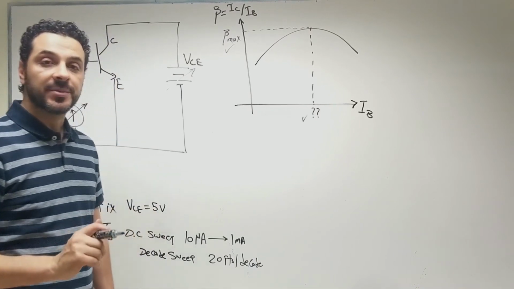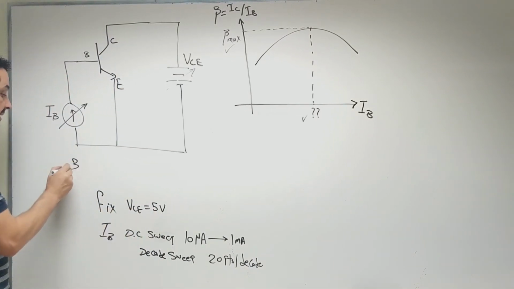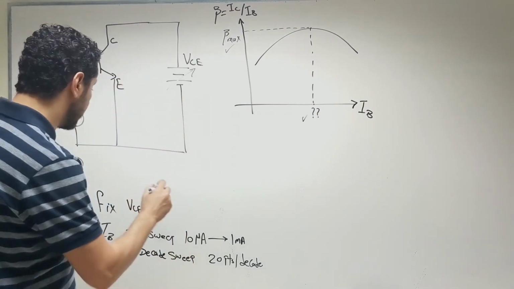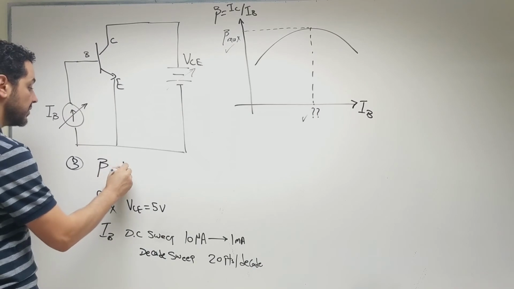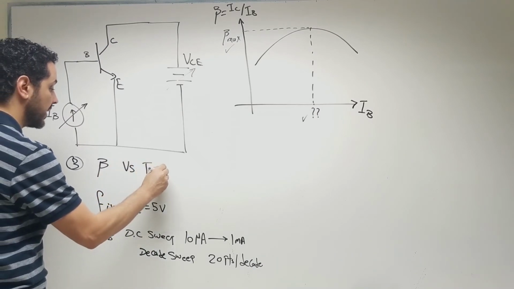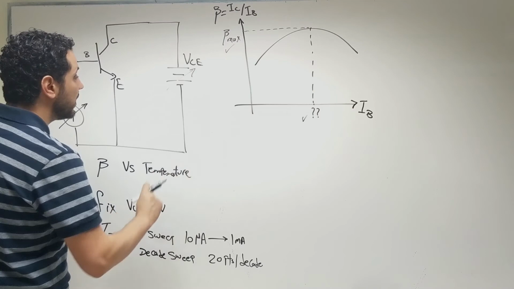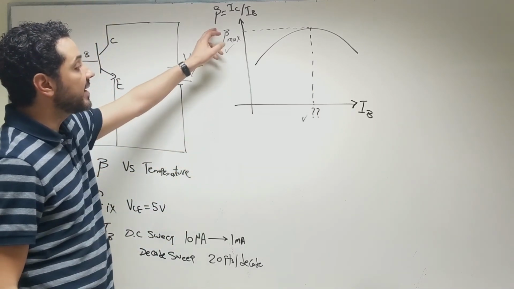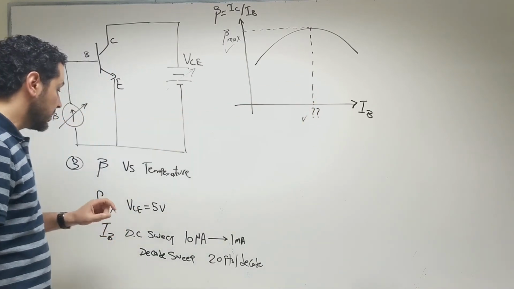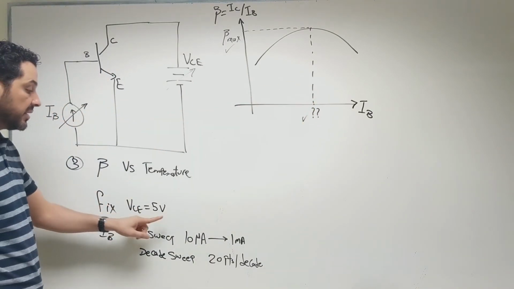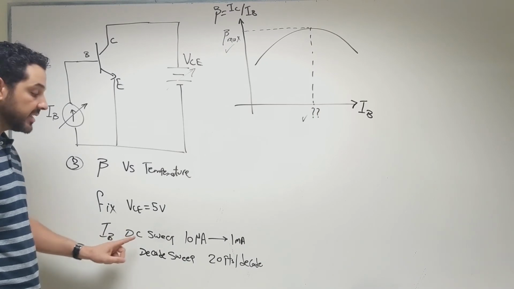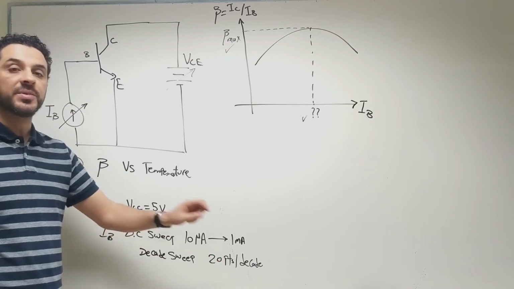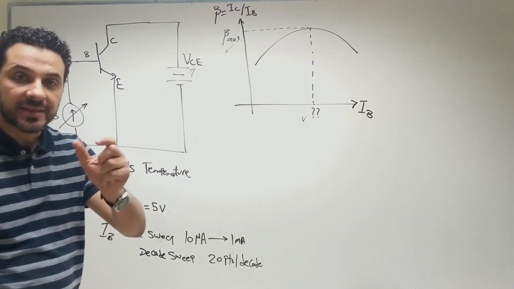In the third part of experiment number 6, we are going to study the effect of temperature on the parameter beta. So this is beta versus temperature. What we'll do is something similar to step number 2. We are going to plot beta against I base by fixing VCE to 5 volt and then sweeping I base from 10 microampere to 1 milliampere using decade sweep, 20 points per decade. But here we are going to add one extra part.